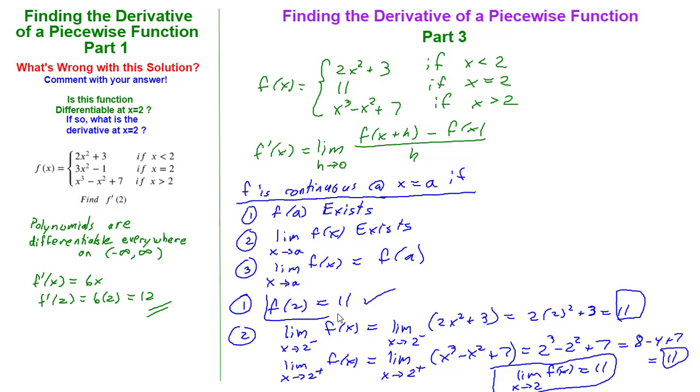We also have f of 2 equals 11. Therefore, this third condition is also true. You can see the limit as x approaches 2 of f of x is equal to 11, and f of 2 is also equal to 11. So this function is continuous at x equals 2. So this is our check for continuity.